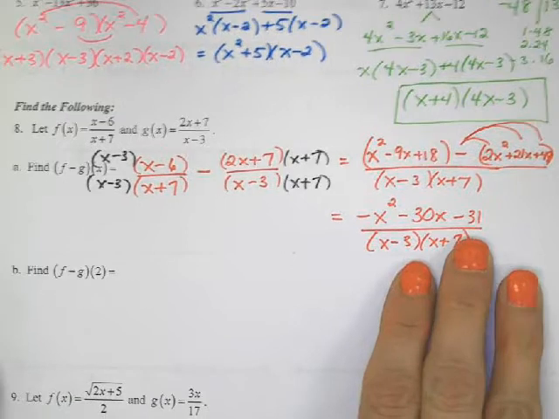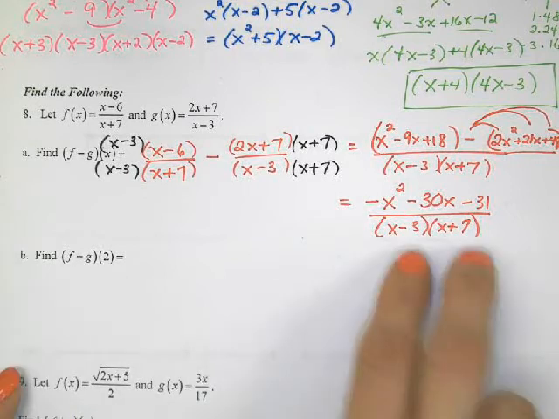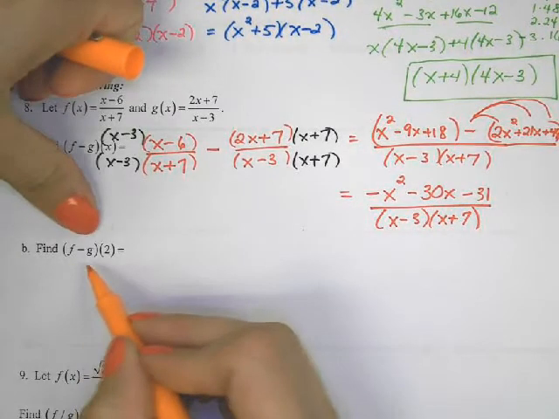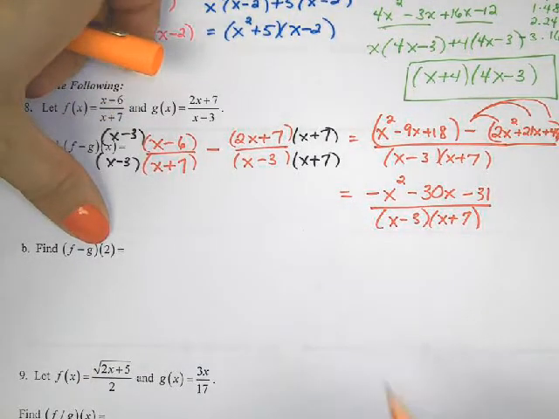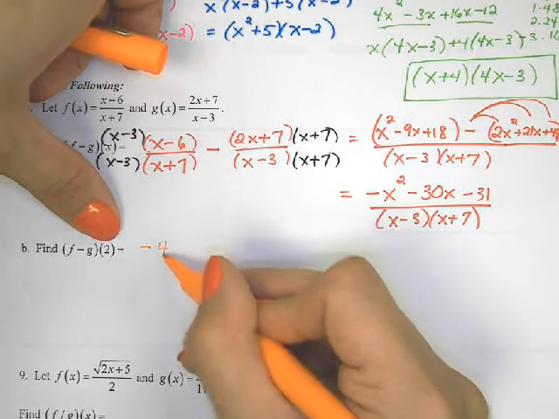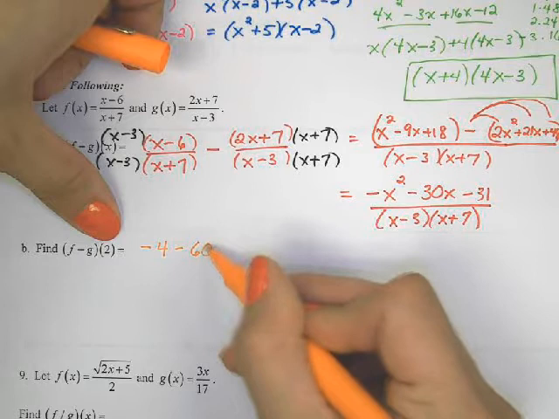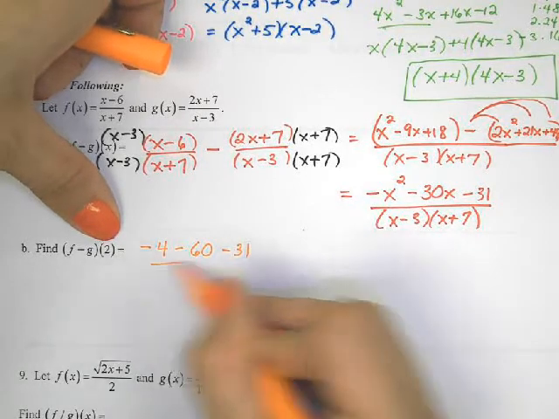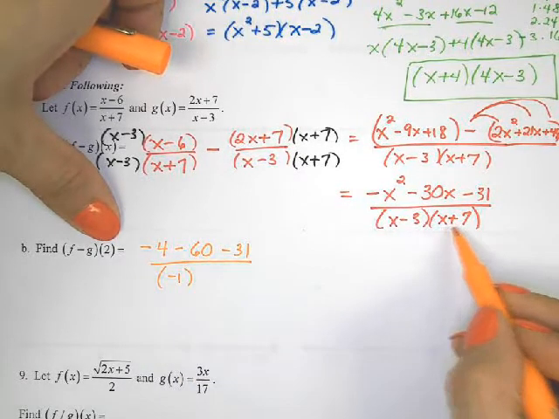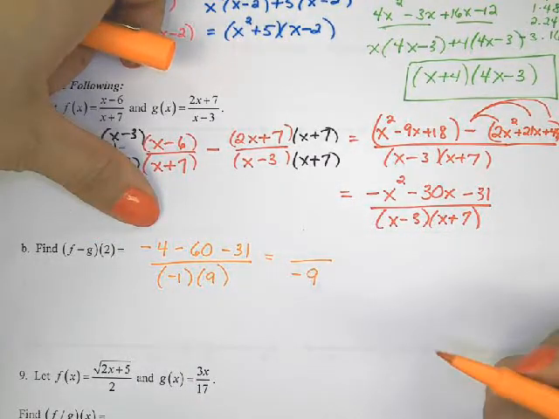Now that we made the f minus g expression, they want us to use it. f minus g of 2. First of all, am I allowed to put a 2 in? I think so. I think so. So f minus g of 2. That's going to be negative 2 times 2 is 4. Minus 30 times 2 is 60. Minus 31. All over 2 minus 3, negative 1. 2 plus 7 is 9. So the denominator is negative 9.